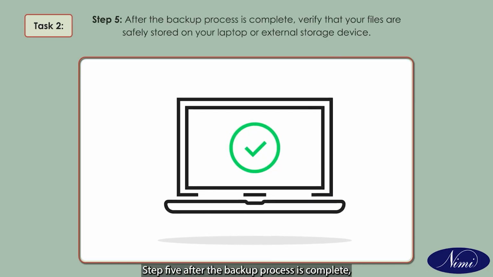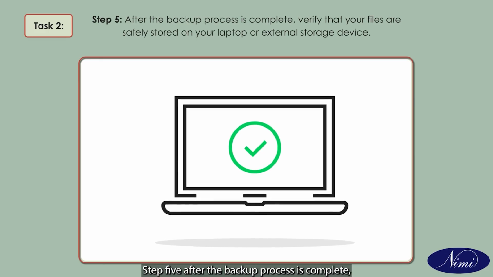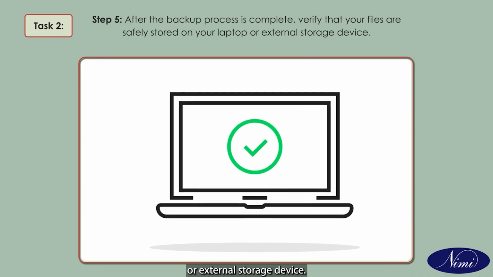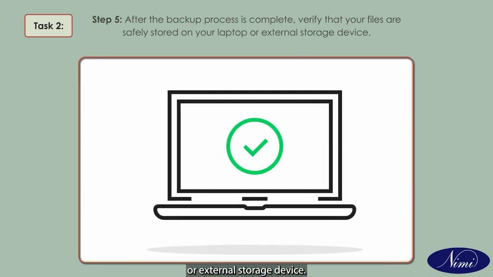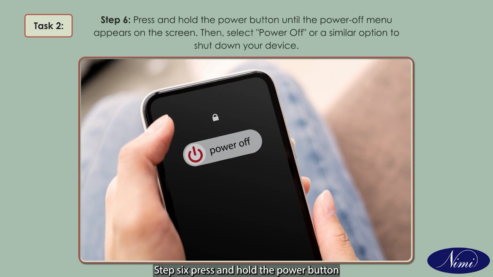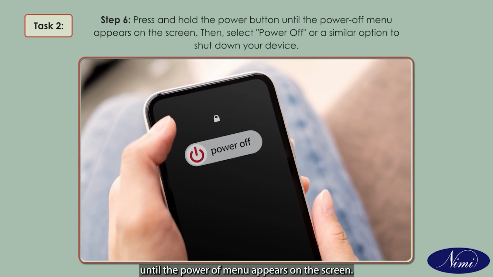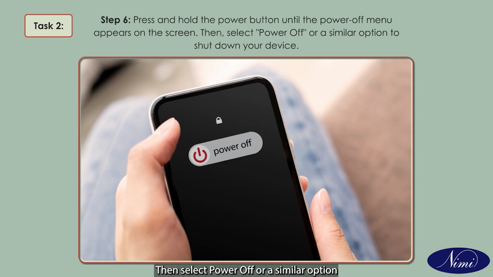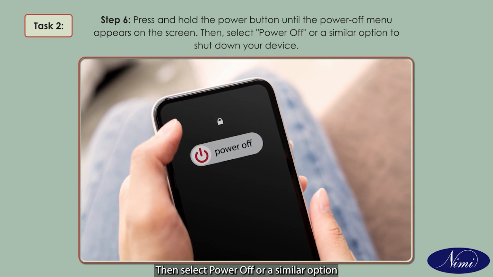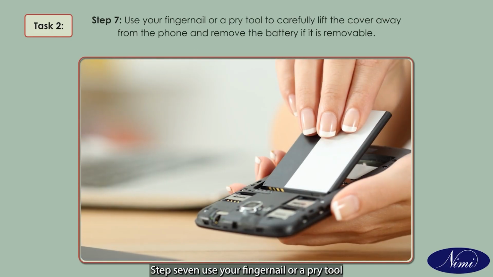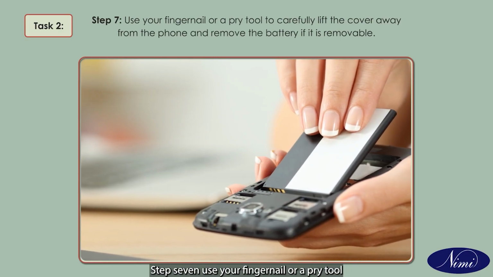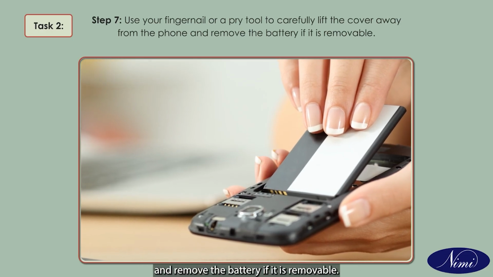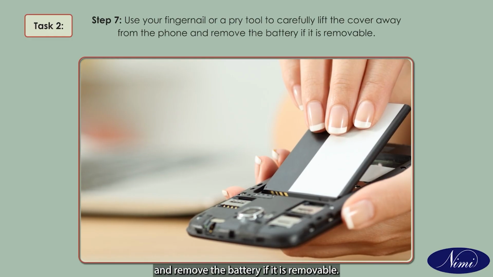Step 5. After the backup process is complete, verify that your files are safely stored on your laptop or external storage device. Step 6. Press and hold the power button until the power off menu appears on the screen. Then select power off or a similar option to shut down your device. Step 7. Use your fingernail or a pry tool to carefully lift the cover away from the phone and remove the battery if it is removable.